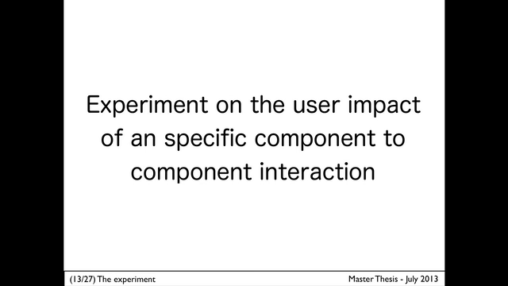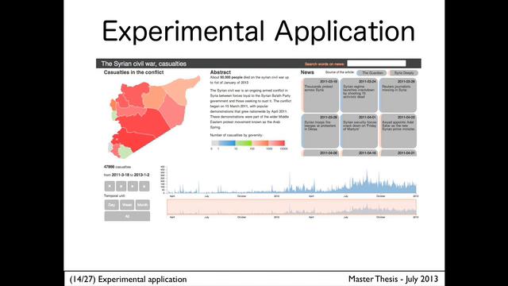The experiment of the thesis is an example of how the user impact of a specific component-to-component interaction can be measured. This is a real interactive data visualization application that I developed with the unique purpose to perform the experiment. Two versions were developed. The graphic components are the same on both versions, and the actions that the user can apply to the layout are the same on both versions too, but each version has a different component-to-component interaction network.